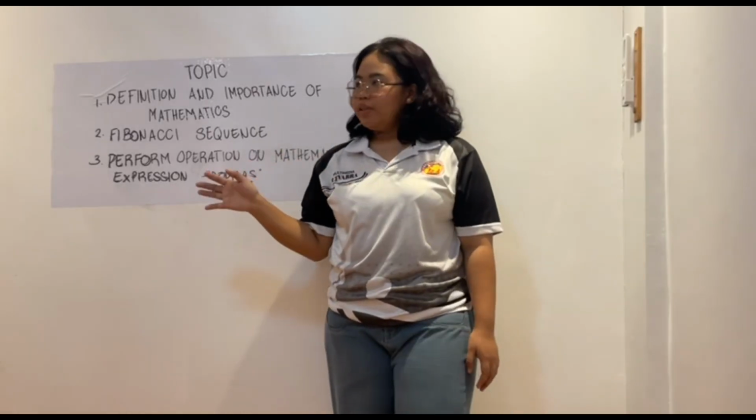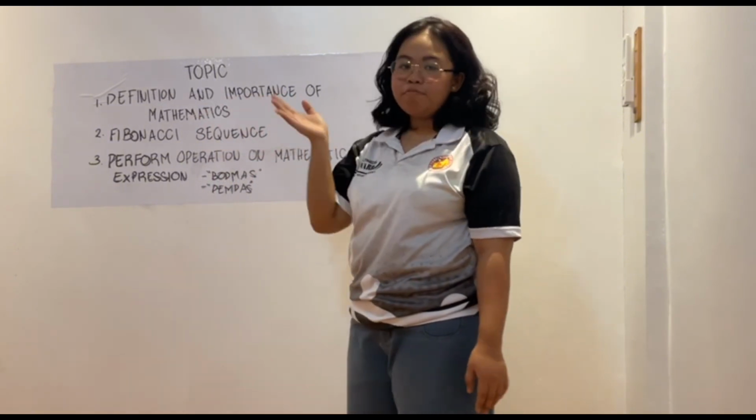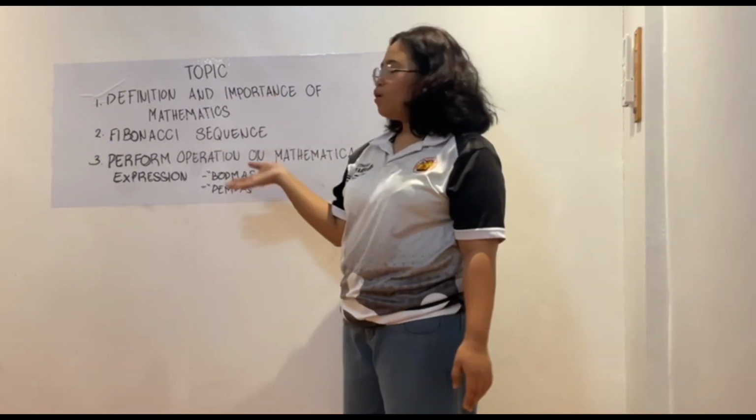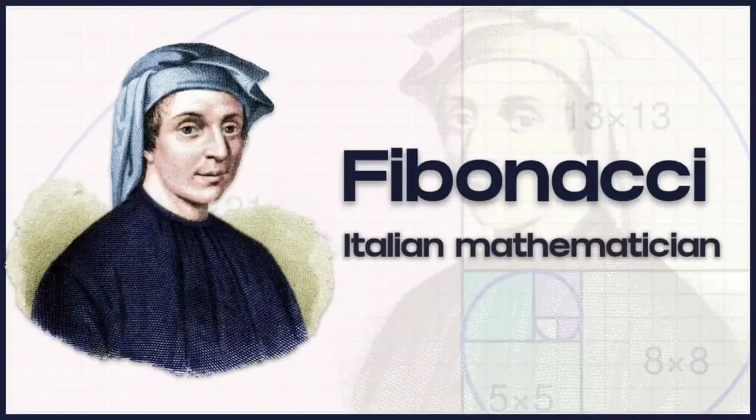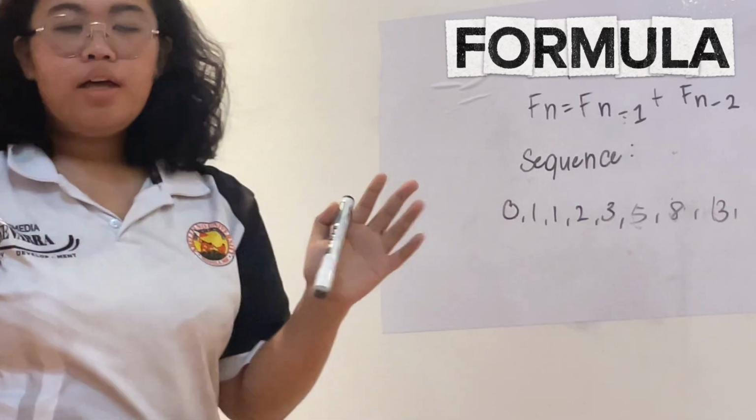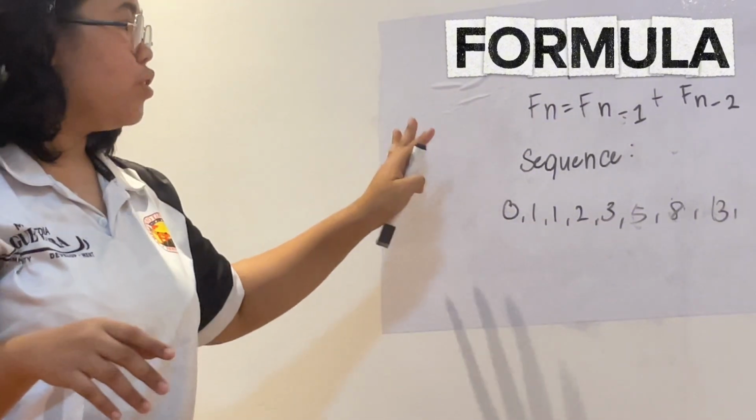Now that we know the definition and the importance of mathematics, let's move on to our next topic, which is the Fibonacci sequence. But now, let me introduce to you who Fibonacci is. Fibonacci is an Italian mathematician who introduced the Fibonacci sequence. It is a pattern of numbers where each number is the sum of the two numbers before it. So, here is the Fibonacci formula.